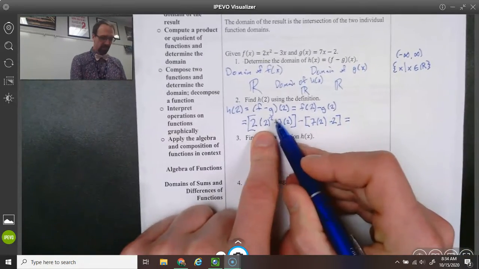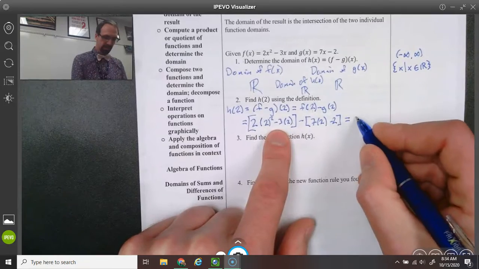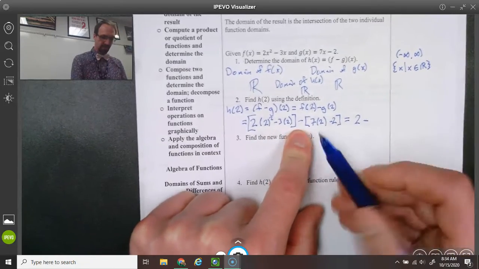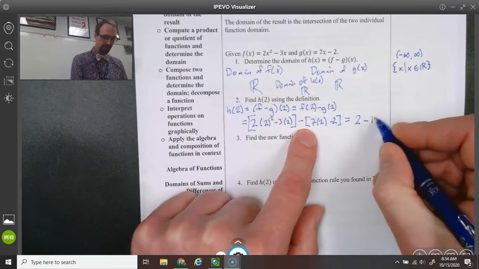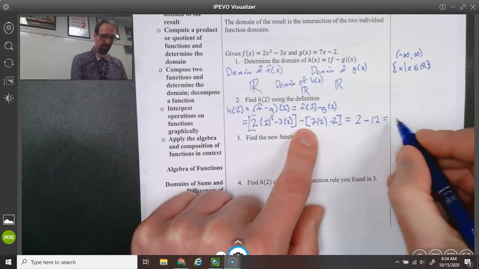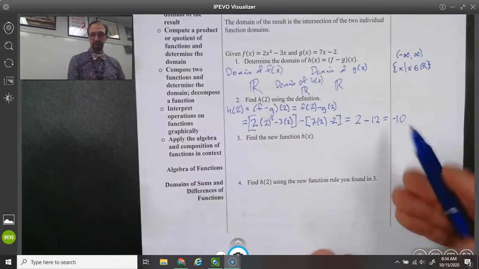So 2 squared is 4. 4 times 2 is 8, minus 6. 8 minus 6 is 2, minus 7 times 2 is 14. 14 minus 2 is 12, so 2 minus 12. 2 minus 12 is equal to negative 10. So h of 2 is negative 10.